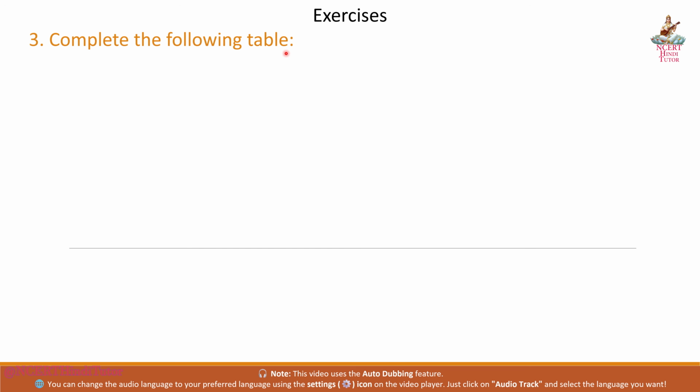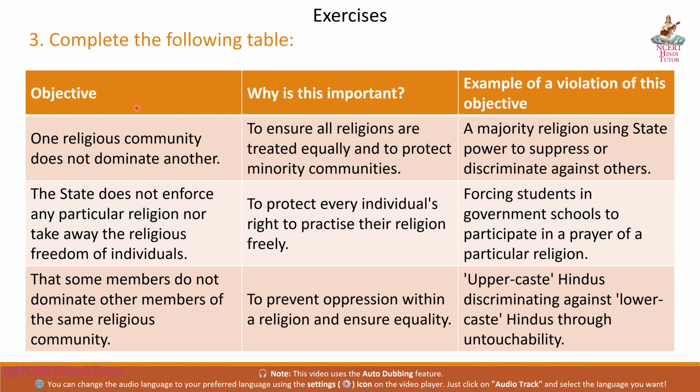Question 3: Complete the following table. Answer. Objective: One religious community does not dominate another. Why is this important? To ensure all religions are treated equally and to protect minority communities. Example of a violation of this objective: a majority religion using state power to suppress or discriminate against others. Next objective: the state does not enforce any particular religion nor take away the religious freedom of individuals. Why is this important? To protect every individual's right to practice their religion freely.